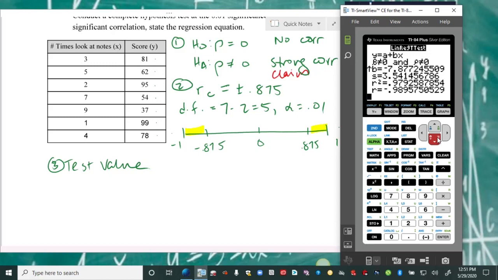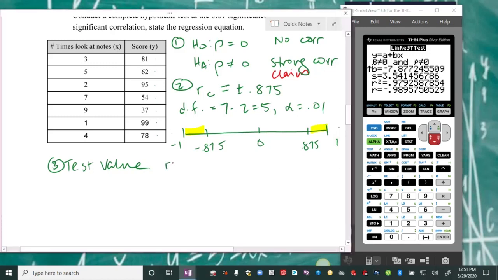This is why we turn diagnostic on, so it would give me our R value. So our test R value is that last value of negative 0.9896, which lands me over here. So I do end up rejecting step number 4. So I reject the null hypothesis.